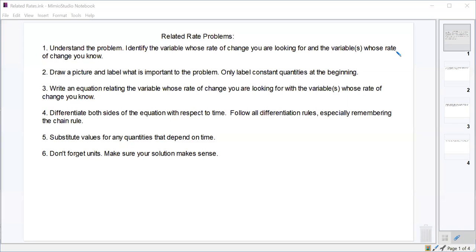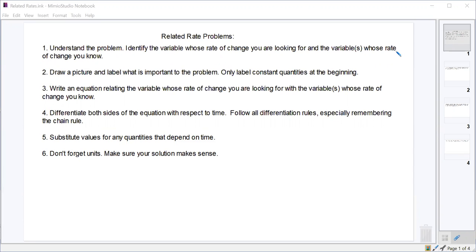Being very careful that when we label stuff in a related rate problem, we will only label things that are constants at the beginning. So if I know that an angle is always 30 degrees in the situation of the problem, I can label that angle as 30 degrees. But if that angle is increasing based on something that's happening in the problem, I will not label that angle as a specific number of degrees or radians. I will just label it as, let's say, theta as a variable.